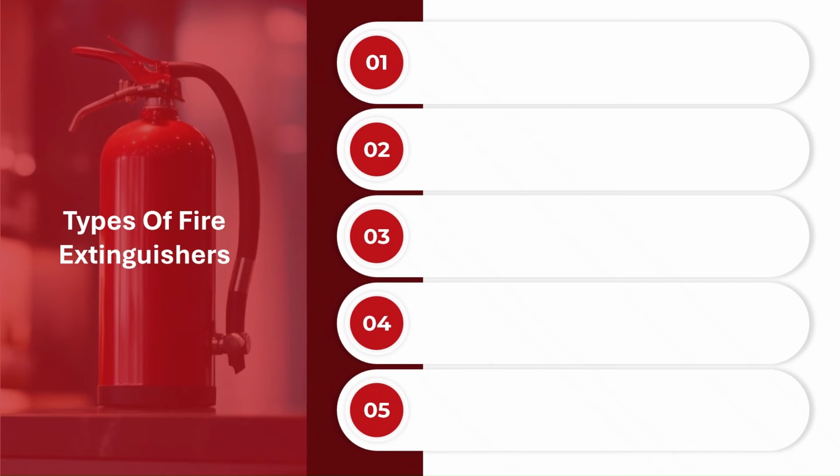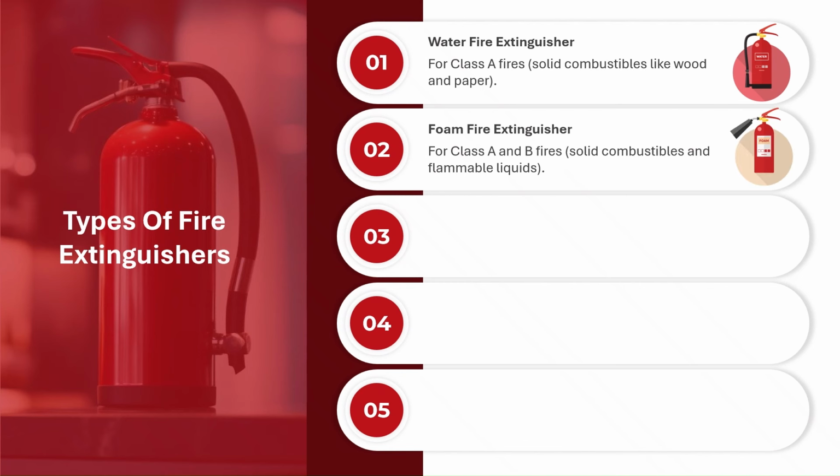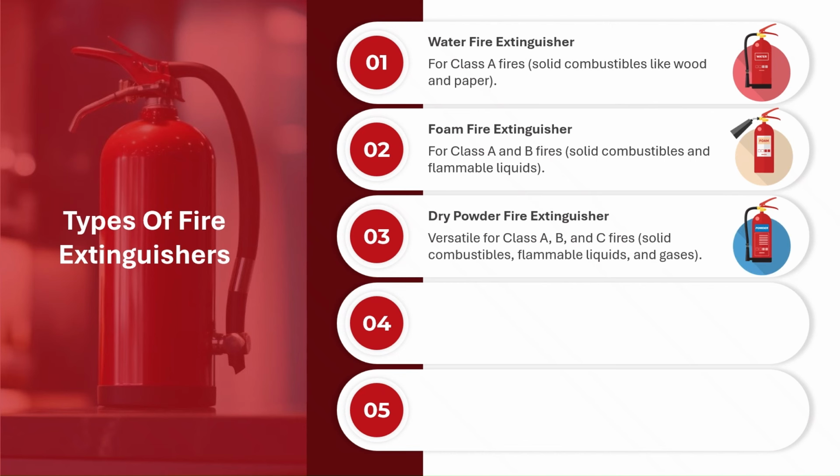Now, let's look at common types of fire extinguishers and which classes of fire they are used for. Water, for Class A fires, ordinary solid combustibles. Foam, for Class A and B fires, solids and flammable liquids. Dry powder, versatile for Class A, B, and C fires: solids, liquids, and gases. CO2 for Class B and electrical fires.